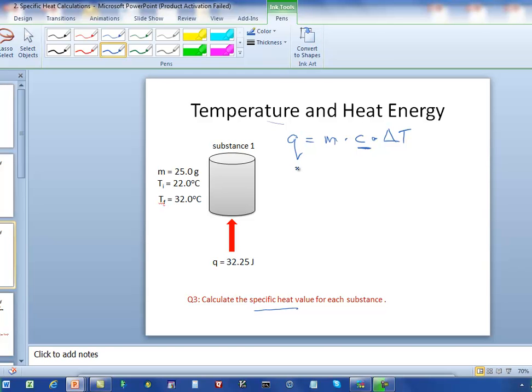And to do that, I won't belabor the algebra, but once you get it solved, you should have Q over mass times delta T. Okay, and remember, whenever we're solving these kind of problems, if the variable that we are being asked to calculate is not by itself in our formula, then I'd like you to solve the equation for that variable first before you plug in the numbers. All right, so now let's do that. So Q is the heat, and that's 32.25.